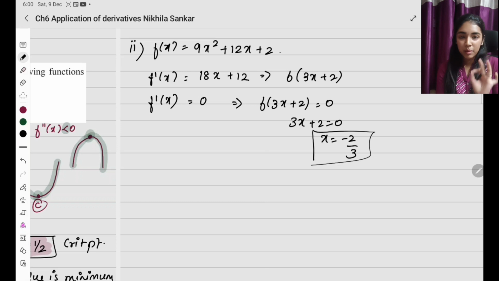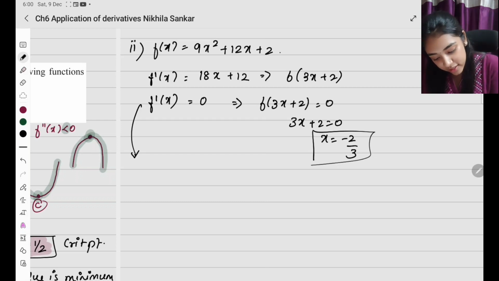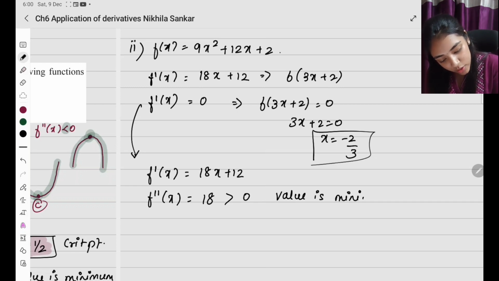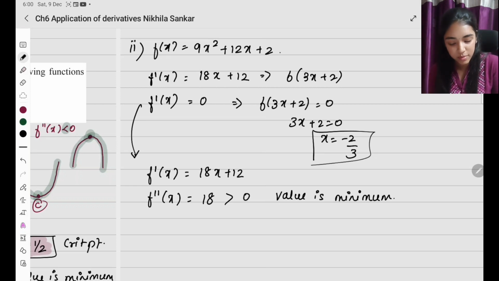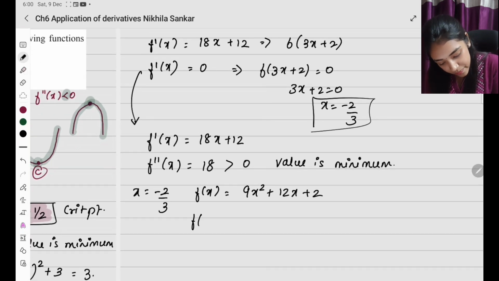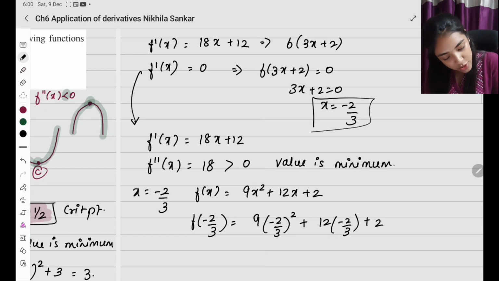To know if the value is maximum or minimum, I have to find the second derivative. So I have f dash of x equals 18x plus 12. So f double dash of x is going to be 18, which is greater than 0, which means the value is minimum. Greater than 0, so we are talking about the minimum value and there is no maximum value. What is the value? So I have x equals minus 2 by 3. When I substitute that in f of x, which is 9x square plus 12x plus 2, I have f of minus 2 by 3 is going to be 9 times minus 2 by 3 the whole square plus 12 times minus 2 by 3 plus 2. Be careful with the sign.